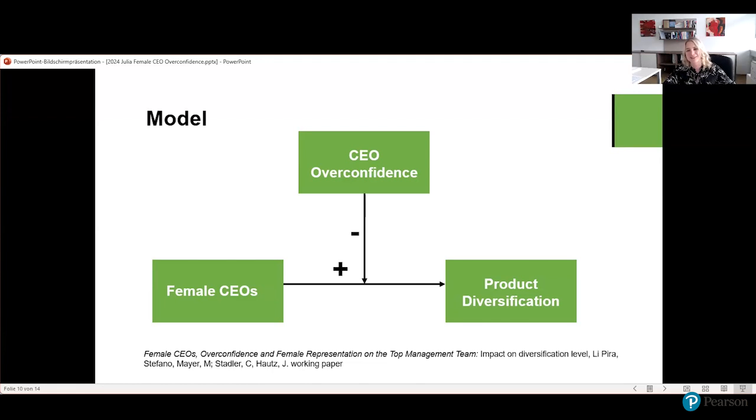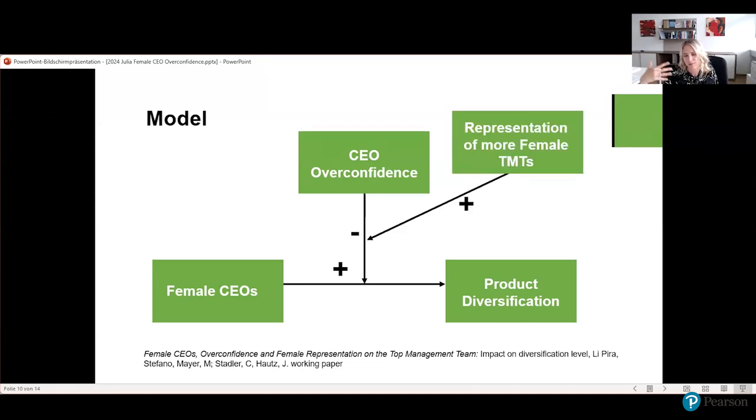And now, to make it even more complex, we said, okay, female CEOs and CEOs in general are not acting in isolation when they are making those decisions in terms of diversifying, in terms of going into other businesses, in terms of going into other industries, but they are, of course, always interacting with their top management team. And then we said it might be interesting to see if the representation of additional women on the top management team might have consequences on this relationship. Because there is increasingly more research that shows that there is a very complex relationship between female CEOs and female top management team members. It's not entirely clear how it works.